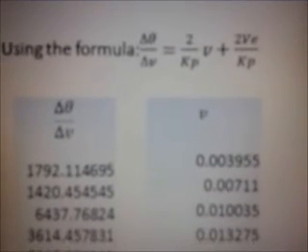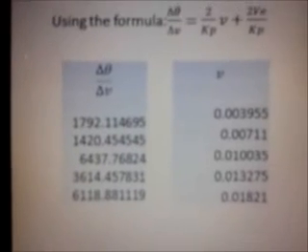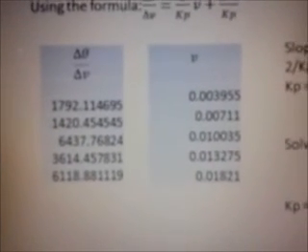So using the formula delta theta all over delta V is equal to 2kp V plus 2VE over kp, you will be able to find for the value of M.